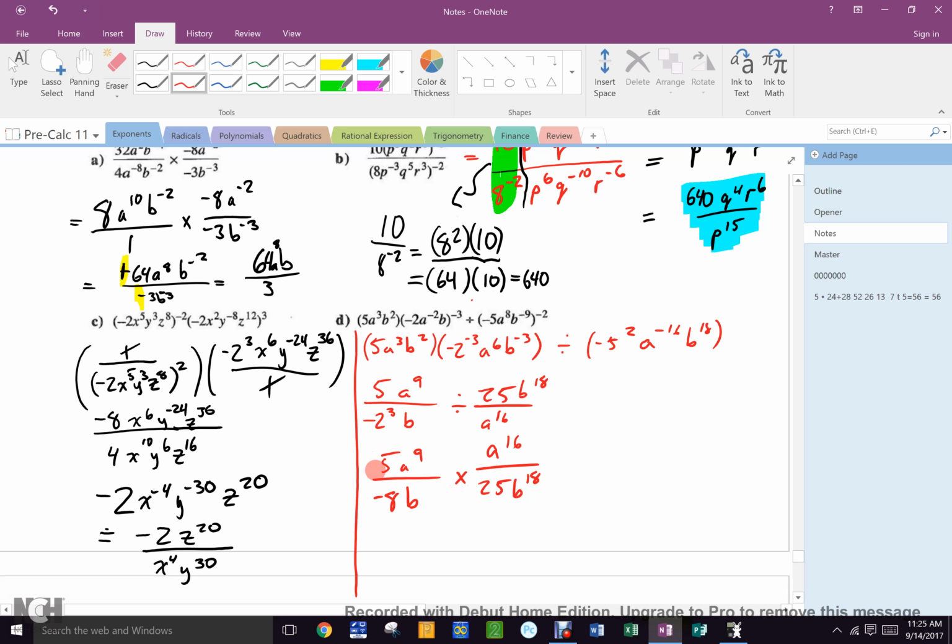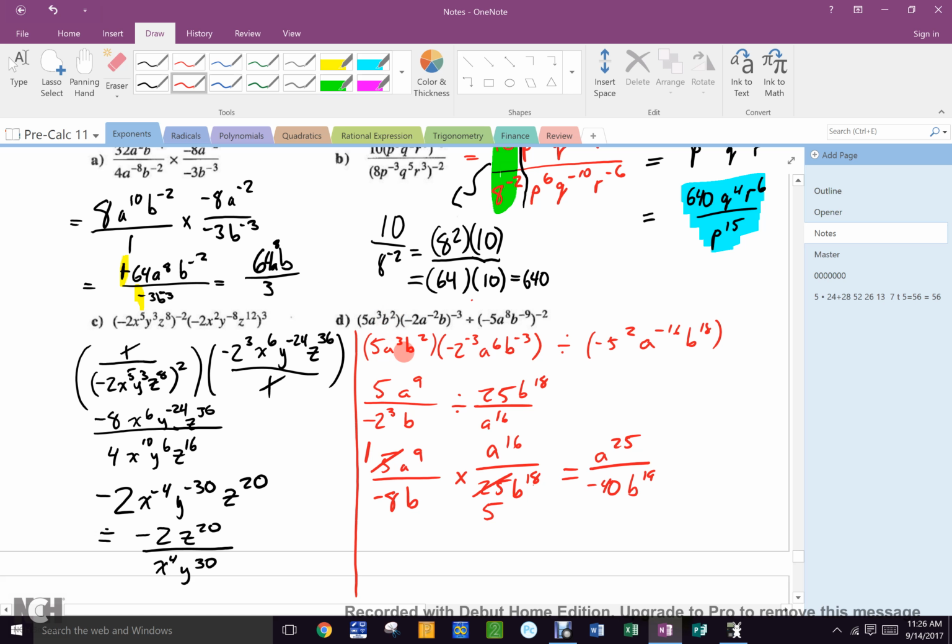Cancel everywhere I can. 1, 5. So now I have a to the 9th times a to the 16th is a to the 25th over negative 8 times 5, is negative 8 times 5 is negative 40, and b to the 18th is b to the 19th. Now, I want to make sure I did all that right, because that's a big question. I was interrupted in the middle.